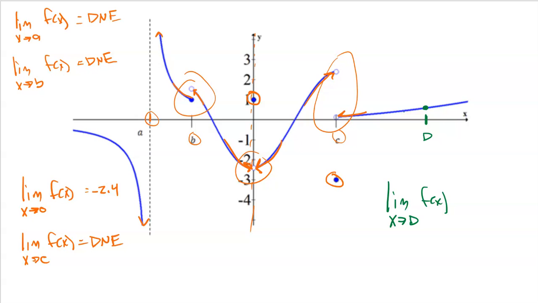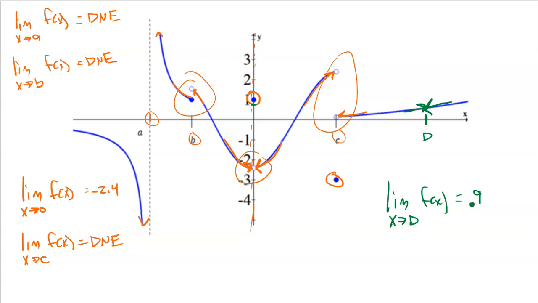But check this out. As I approach d from the left side, bingo. As I approach d from the right side, bingo. Look, the two sides are coming together, and it looks to be, I don't know, maybe a y value of, let's just say 0.9, pretty close to 1. But again, they are coming together.